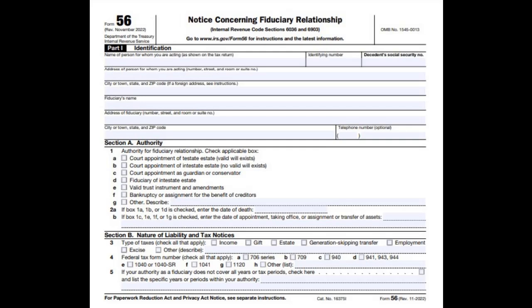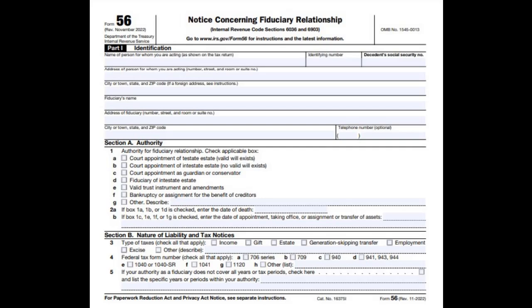Note: bankruptcy trustees, debtors in possession, and other fiduciaries involved in bankruptcy proceedings are subject to notice requirements under Title 11 of the U.S. Code and are not required to file Form 56. Additionally, this form is not used to notify the IRS of authorized representation. Instead, use Form 2848, Power of Attorney and Declaration of Representative.